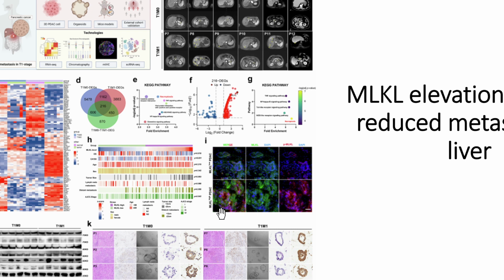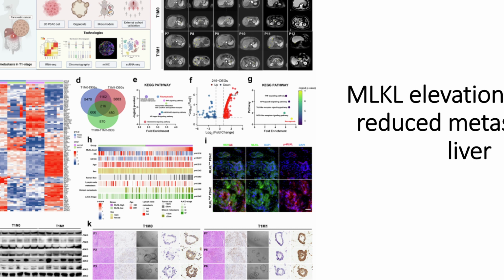Where this MLKL is high, let me re-explain this panel I. The first row represents where MLKL is low, and the second row represents where MLKL is high in the PDAC. That can be seen from the fluorescence signals of MLKL, which is represented by green fluorescence, and the phosphorylated MLKL is represented by pink fluorescence.